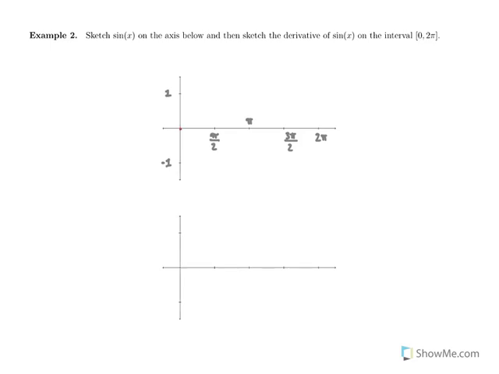And sine is going to have the special points 0, 0, pi over 2, 1, pi, 0, 3 pi over 2, negative 1, 0, and 2 pi, 0. And then we connect them in a nice way.